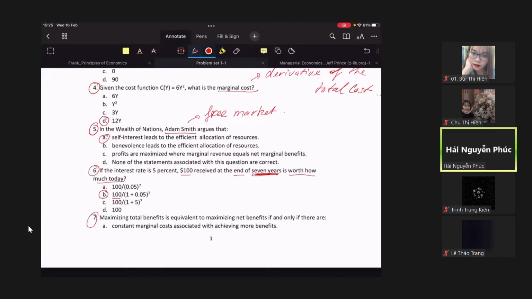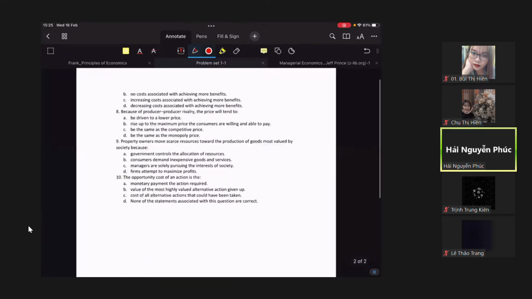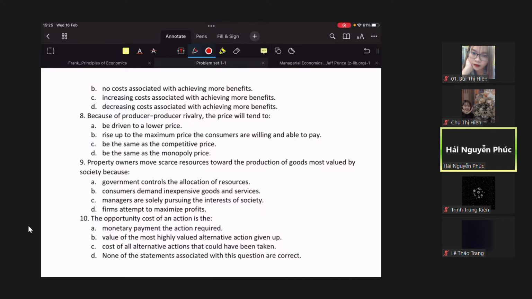Now the question number 7. Maximizing the total benefit is equivalent to maximizing net benefit if and only if there are A, constant marginal cost associated with achieving more benefit, B, no cost, C, increasing cost, D, decreasing cost. Not a very easy question. What do you think?